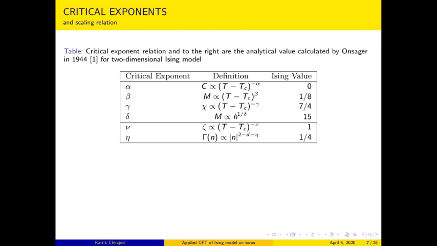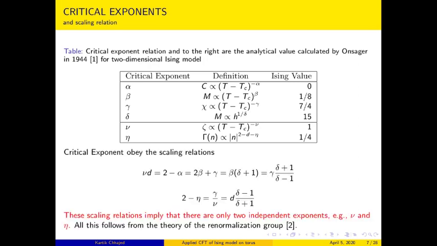There's one interesting thing about this: these critical exponents are not independent. We can write all 6 of them in terms of only 2. This follows from renormalization group theory.